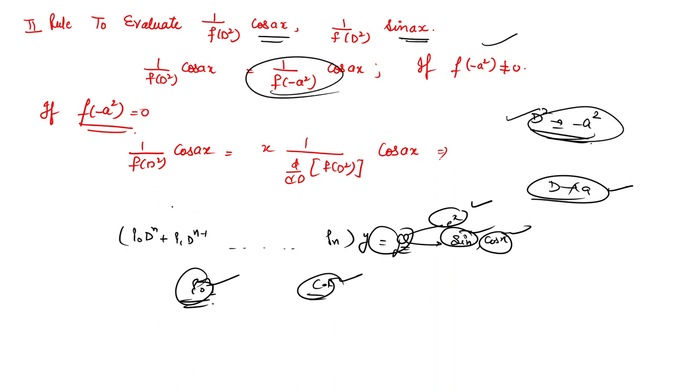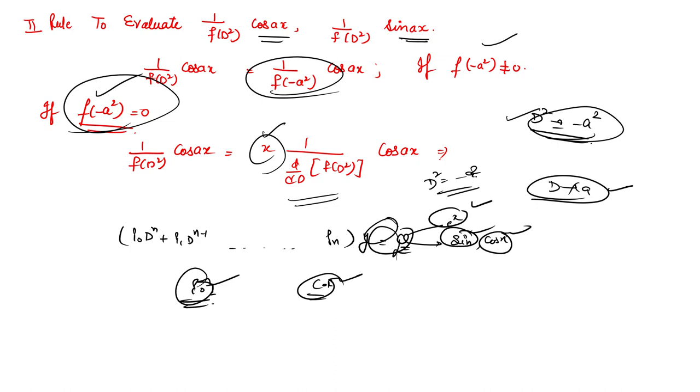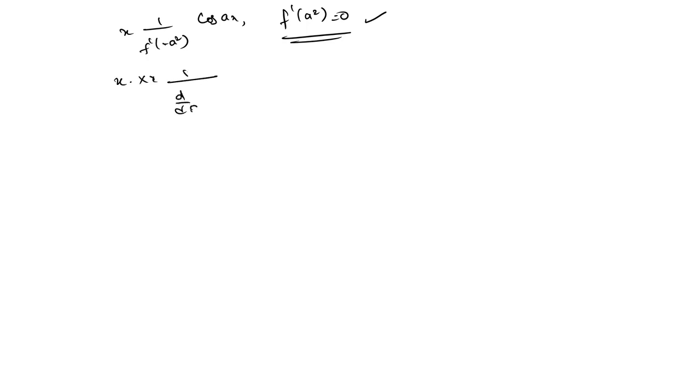On the other hand, if f of minus a square is equal to 0, then what will we do? We will multiply this by x, then find a derivative. After finding the derivative, we will again put D square as minus a square. Suppose again we get f dash of minus a square equal to 0, then again we multiply with x, find the derivative with respect to D, and then again re-substitute D square as minus a square. So this is how we have to go further.